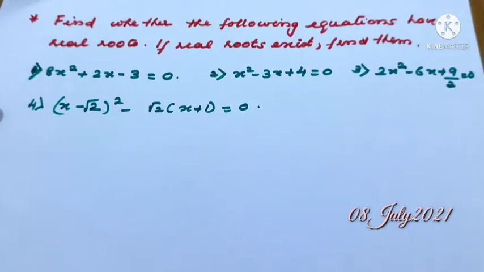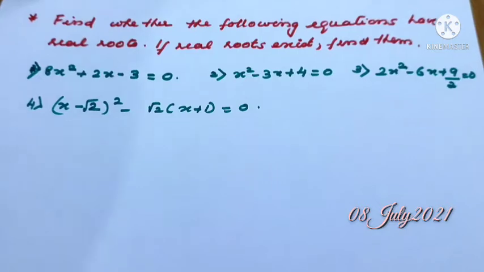Find whether the following equations have real roots. If real roots exist, find them. The first question is 8x square plus 2x minus 3 equal to 0. Second, x square minus 3x plus 4 equal to 0. Third, 2x square minus 6x plus 9 by 2 equal to 0. Then (x minus root 2) whole square minus root 2 into (x plus 1) equal to 0. So we are going to do the questions one by one.